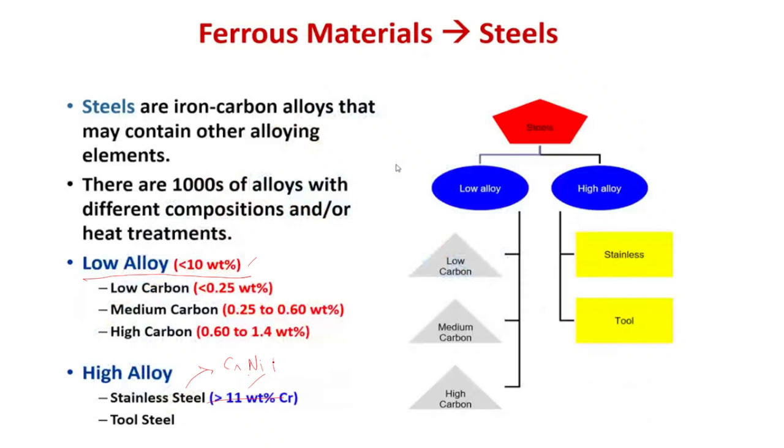So we have chromium, nickel, and iron. Here it is greater than 11%. Usually chromium will be 18%, and nickel will be 8%. The rest will be iron. So this is stainless steel, and then there are various types of tool steels. Tool steels come under high alloy steel, so we can expect a possible one mark question from this.